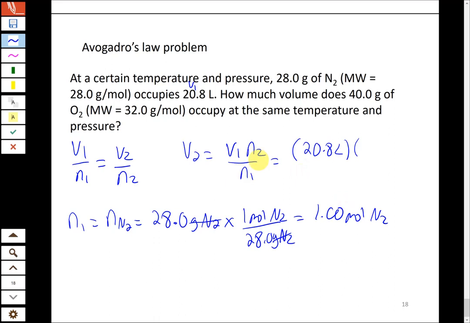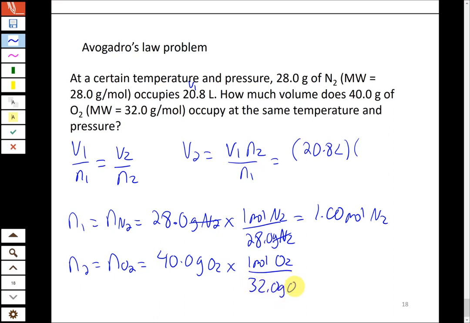So that's our initial number of moles N1, which corresponds to our initial volume V1. And then N2 is going to be the number of moles of oxygen we have in the other sample that we're comparing it to, which has a mass of 40 grams stated in the problem. The molar mass of oxygen is 32, also given to us here. And so that comes out to 1.25 moles.